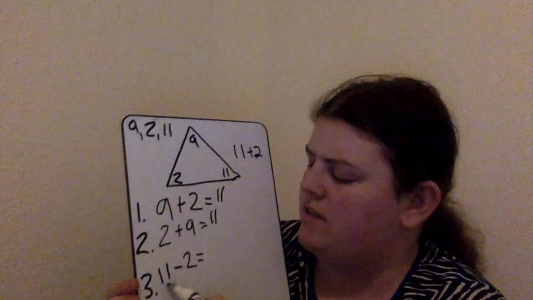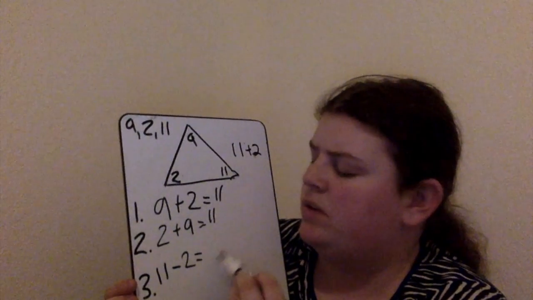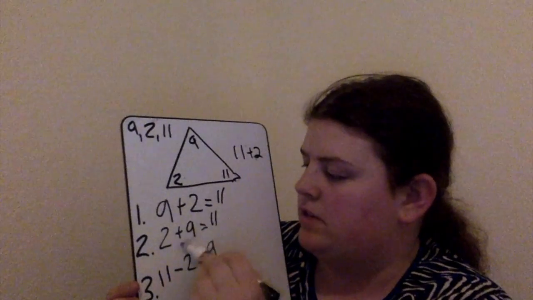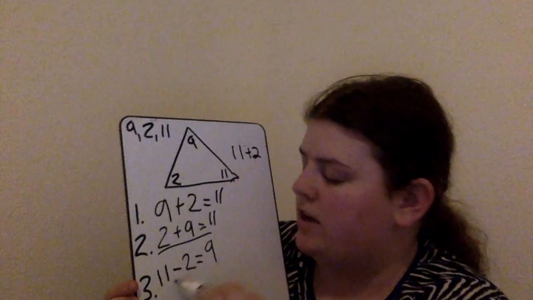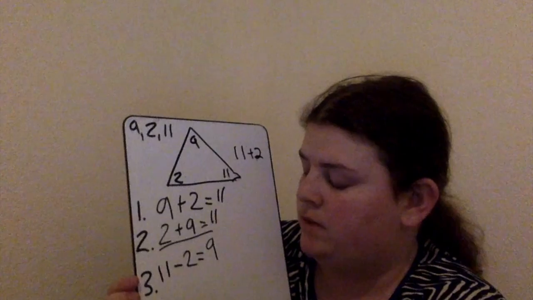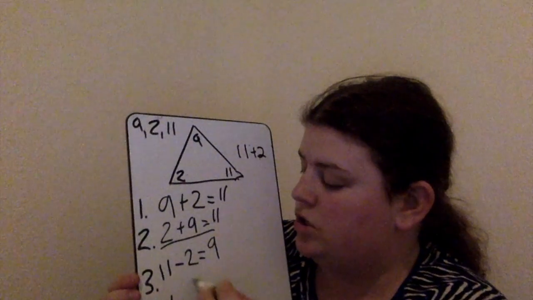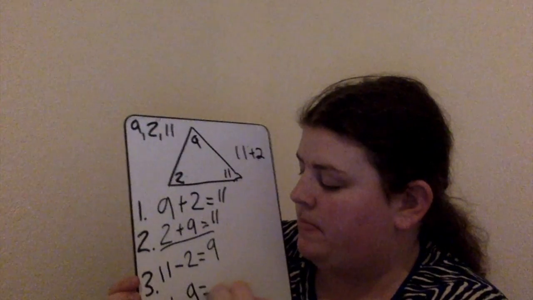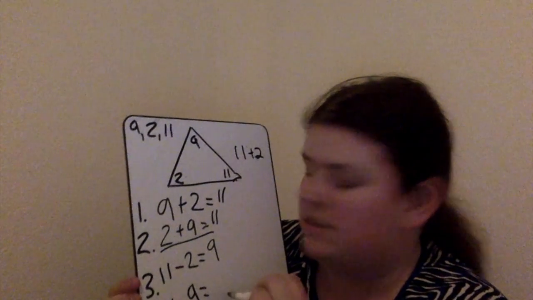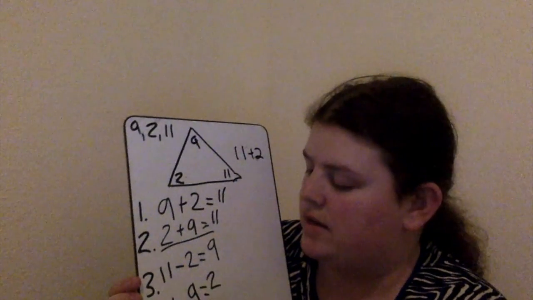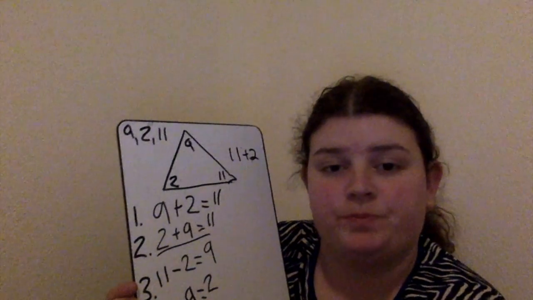So 11 minus 2. Well, what's 2 plus something that equals 11? 2 plus 9 equals 11, as I see from up here. So I know that 11 minus 2 equals 9. Now on the fourth one, we also have 11 minus, we already did 2, so we need to do 9. So 11 minus 9, what plus 9 equals 11? 2. So 11 minus 9 equals 2.